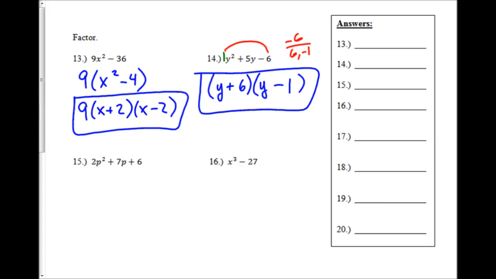If I look at the next one, again, there's no greatest common factor here, so I go right to building a bridge because it's a trinomial. That gives me a positive 12. Two numbers that multiply to positive 12 but add to a positive 7 are a positive 4 and a positive 3. This one does not have a leading coefficient of 1. It's got a leading coefficient of 2, which means I cannot use my shortcut here.